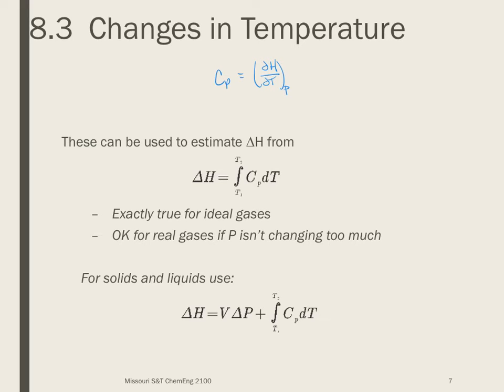For solids and liquids, I'm going to need to use the definition for delta H is delta U plus delta PV. And so for solids and liquids, I find this. Now, recall if I let pressure be constant, so if delta P is 0 because pressure is constant, then delta H is going to be the integral from T1 to T2 of C sub P dT. Okay?